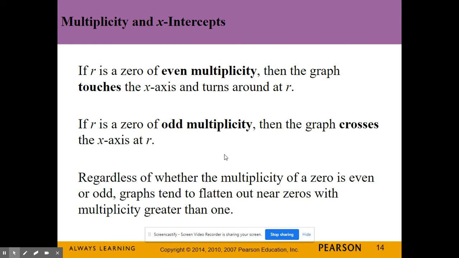Regardless of whether the multiplicity of a 0 is even or odd, graphs tend to flatten out near zeros with multiplicity greater than 1. So what that's saying is the way that it crossed through on the last one, that was because there was no multiplicity, or the multiplicity was 1. If the multiplicity was 3, it would have still flattened out, but then it would have just turned back up.